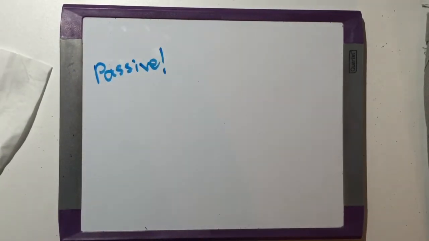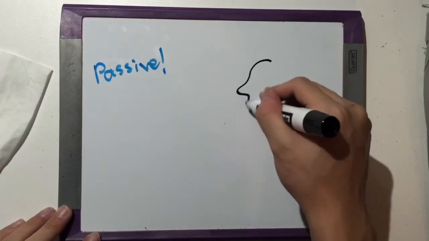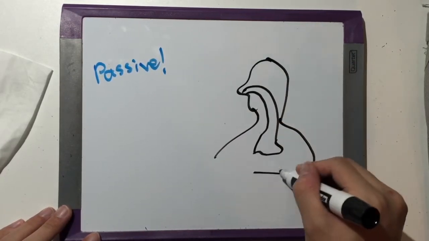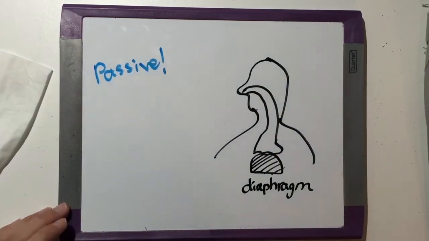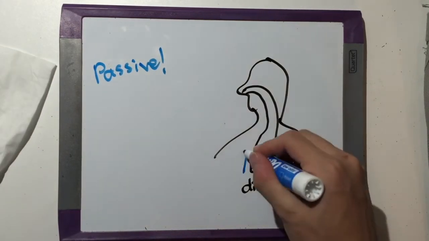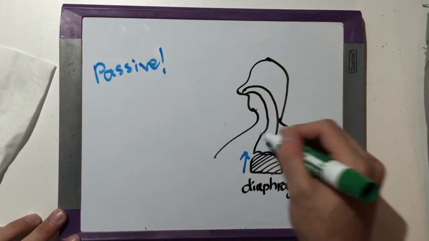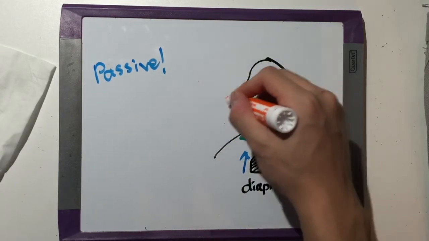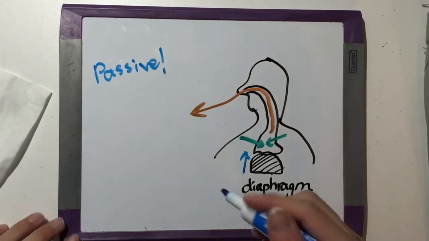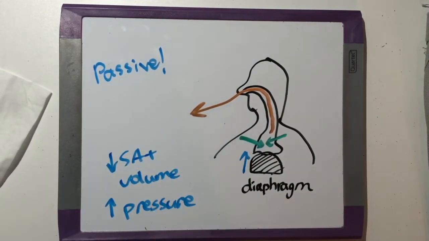The expiration phase is passive and takes no energy. External intercostal muscles and the diaphragm relax, causing the lung tissues to recoil and tighten up. This decreases the volume of the thoracic cavity and therefore increases the pressure. This causes the air to flow out.